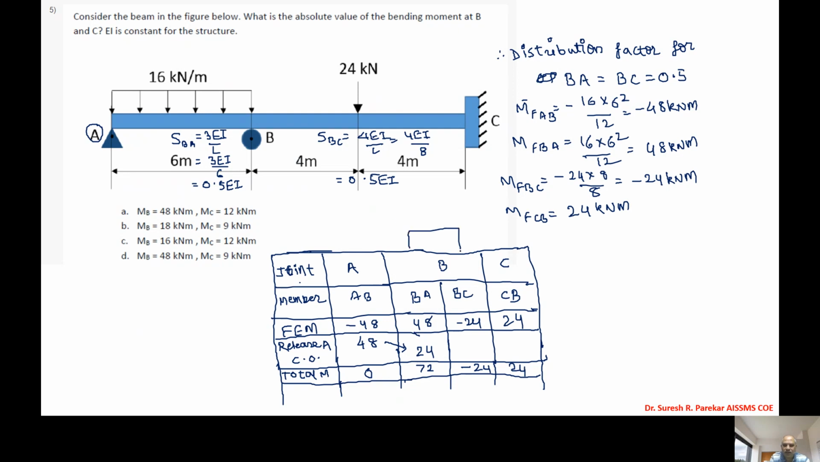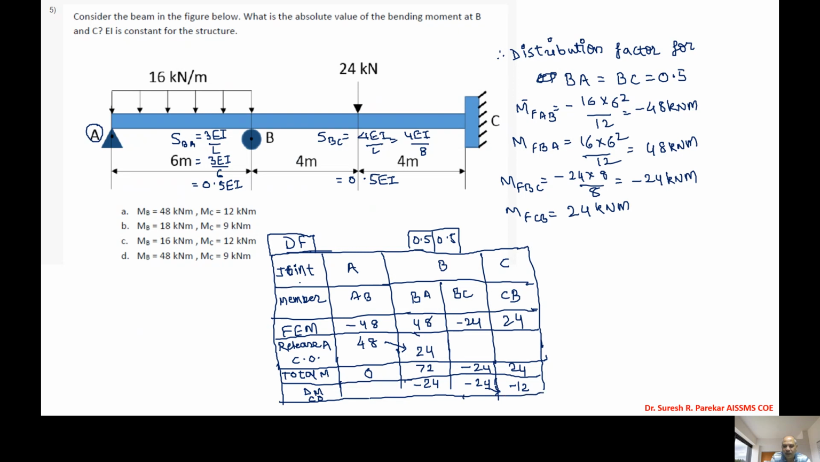Then the distribution factors we have already calculated, 0.5 and 0.5. Now if we distribute 72 minus 24, then it comes 48. So half, the distributed moment will be minus 24 and minus 24. Then we have carryover on this side only, which will be minus 12. This is your carryover. And then we will get the final moment.